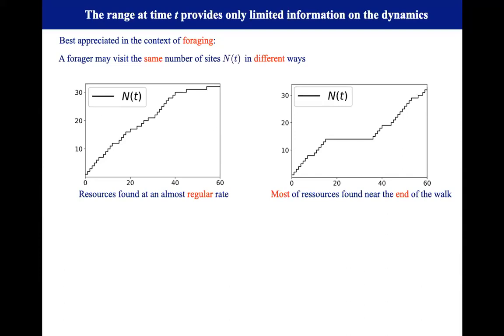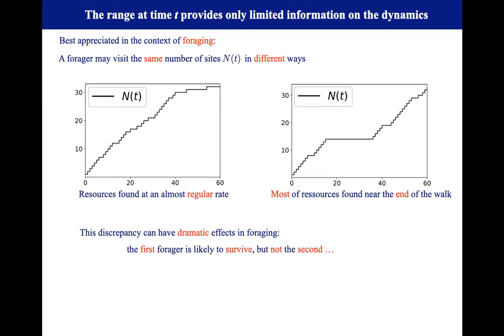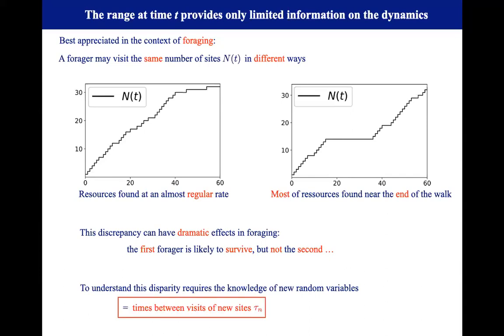But in the first case, resources are found almost regularly, while in the second case, you have a very long period of time during which no food is collected. So this discrepancy can have dramatic effects in foraging. The first forager is likely to survive if it has to eat on a regular basis, but not the second. So if you want to understand this disparity, it requires the knowledge of new random variables. These new random variables are the times between the visits of new sites, tau n, and this is typically what I would like to discuss today.